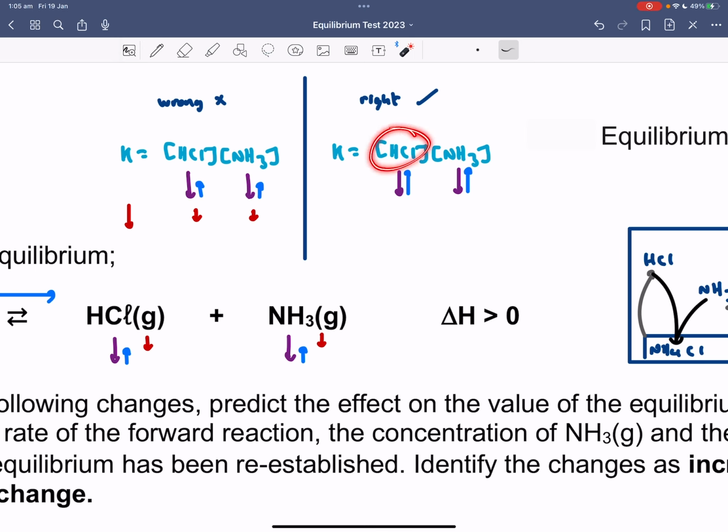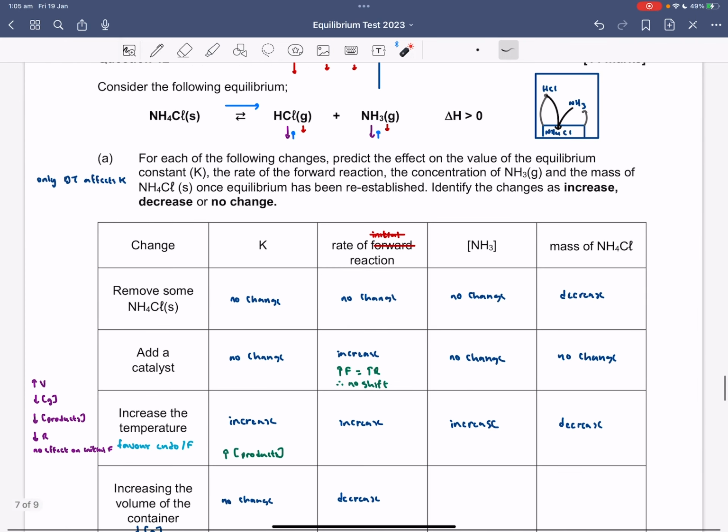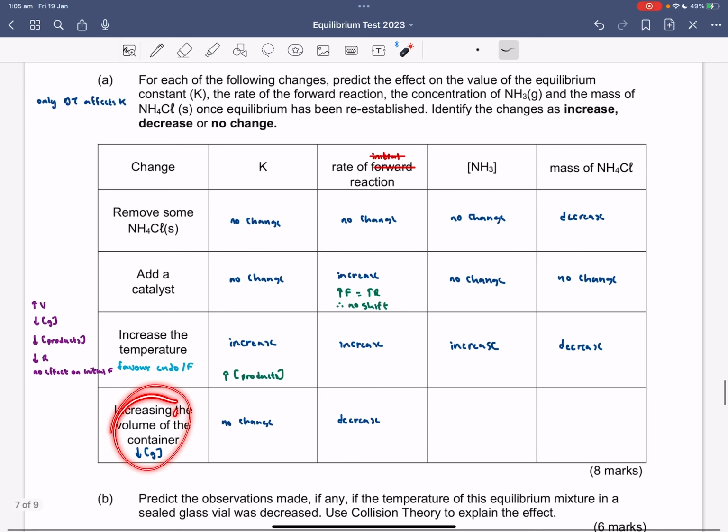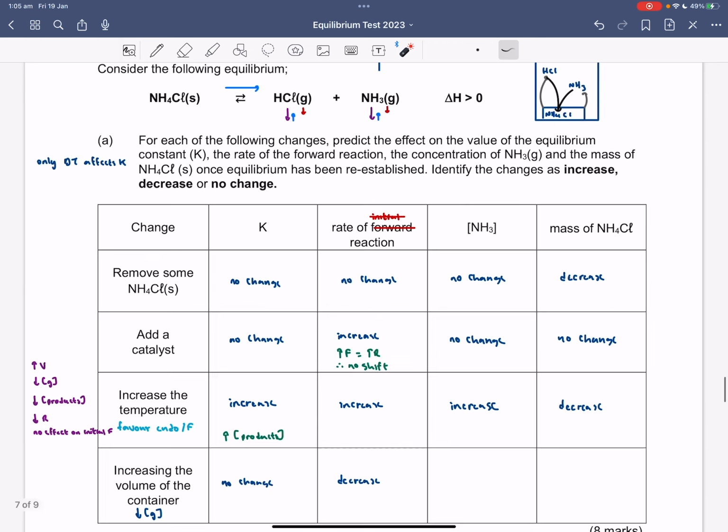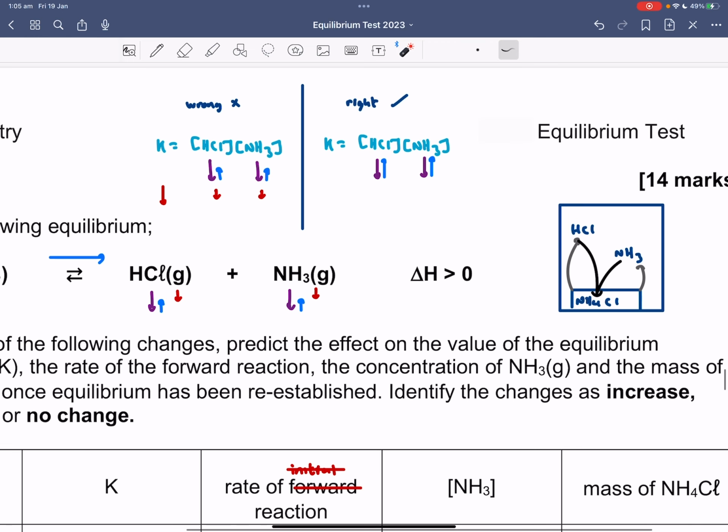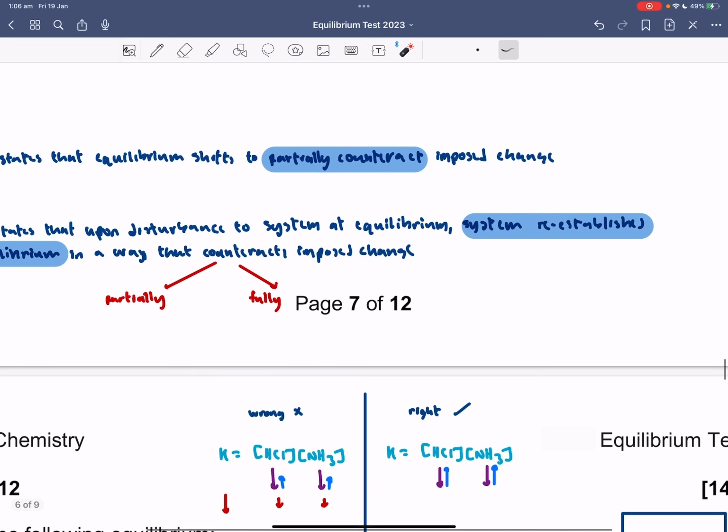So if there's no change in the concentration of that and no change in the concentration of that, that would mean that there's no change in the K value. And we 100% agreed that because there was not a change in temperature, there was no change in the K value. And if there's no change in the K value, it means these must fully counteract. So I hope you guys realize the key thing was not partially counteract. In fact, partially counteract is wrong.